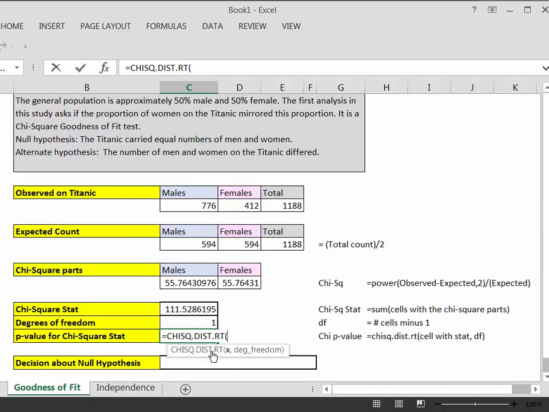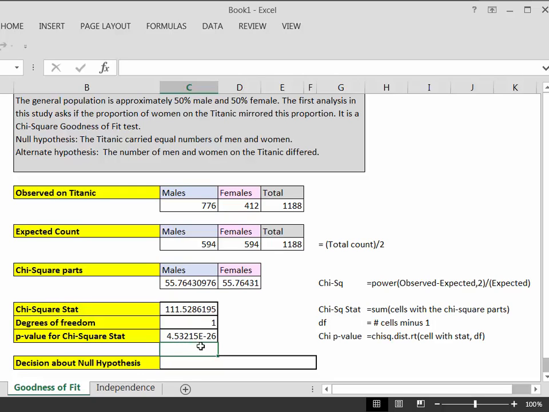So I click on that, and it's highlighting for me that the first thing I need, it calls it X, the actual statistic number. So I'm going to click on that cell, put a comma, and then the degrees of freedom. And seeing as I have a cell with that, I'll just click on it, close my parentheses. And this number looks quite strange. It's got this E in the middle of it.